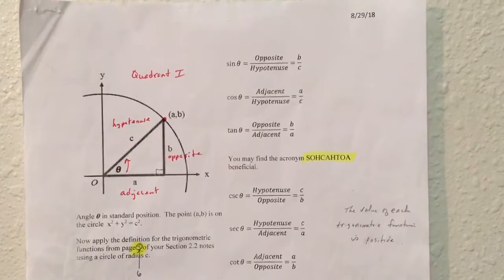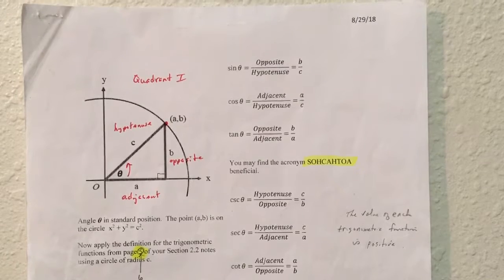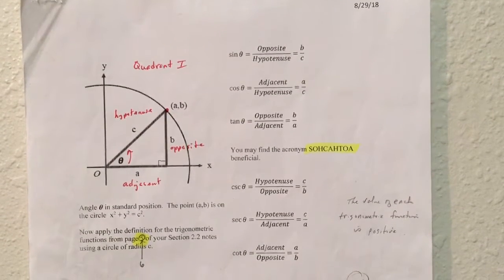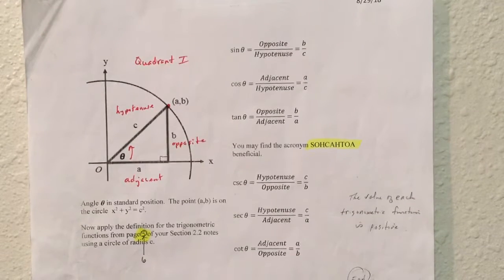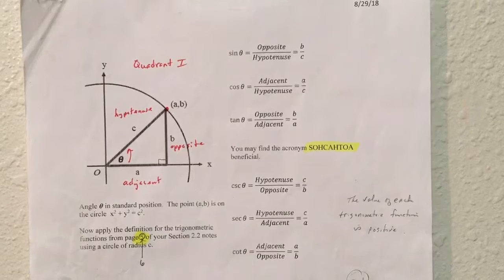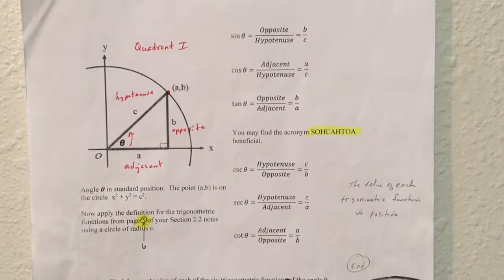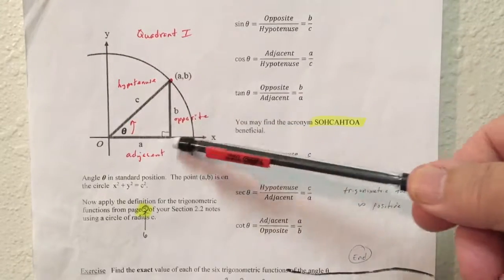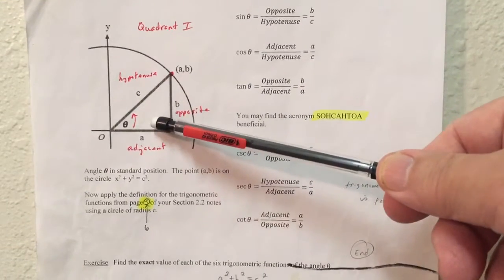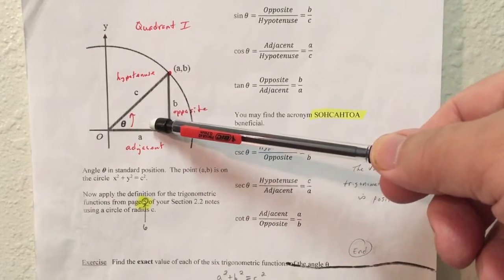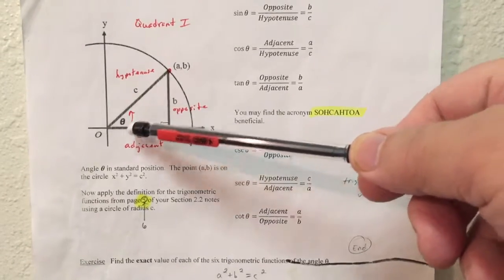Okay, class, in this video we define the 6 trigonometric functions of theta for a right triangle. And so we're going to use what we know from section 2.2 to accomplish this task. In the diagram on the left, we have the angle theta drawn in standard position. It is an acute angle between 0 and 90 degrees.